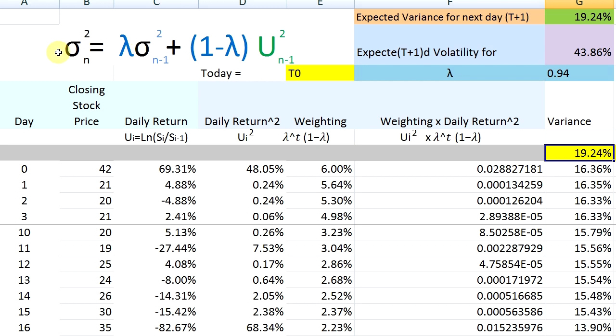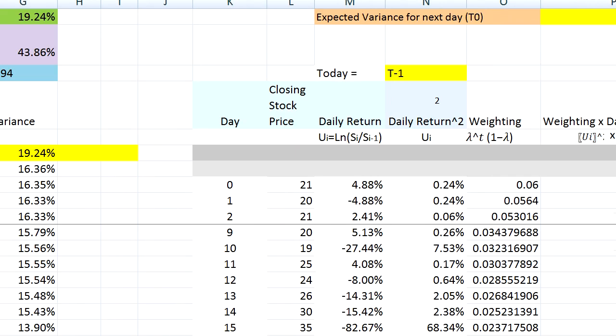Now in this formula, you simply need two inputs. You need yesterday's daily returns, which is simply the square of yesterday's daily returns, that's this here, 48%. And you need yesterday's estimated volatility. So remember, now we need T0's estimated volatility. So here I've shown you today's T0. Now what we would have done is on T minus 1, that's what I'm showing you here.